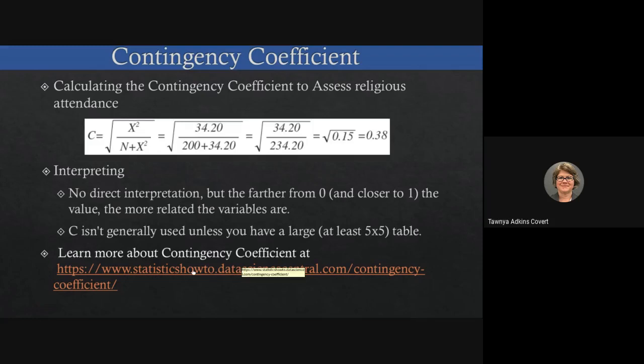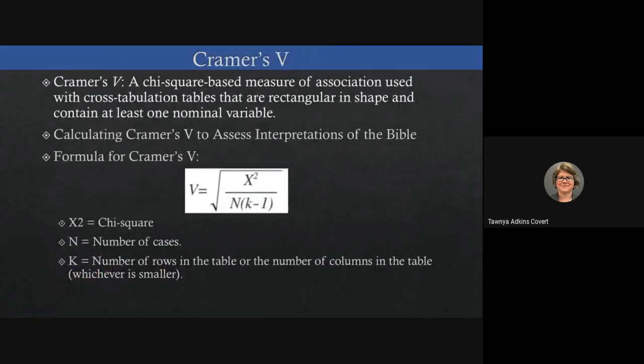And there's a link here to some more information about the contingency coefficient, when it's used, and an example of its use on the statistics how-to page. I'm going to go ahead and talk about Cramer's V here rather than starting another video, since that was a relatively short one to explain.